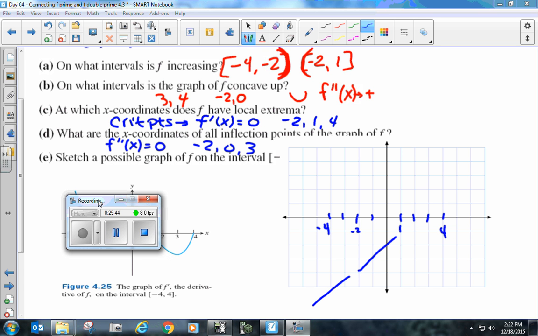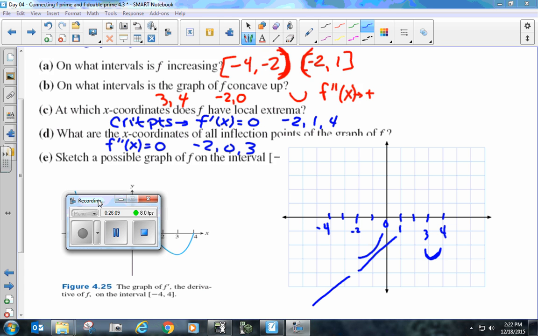When is it concave up? That's a smiley face, right? From -2 to 0, you kind of smile up from -2 to 0. Where else? From 3 to 4. This is 3 and 4. We're going to have a smiley face up here as well.